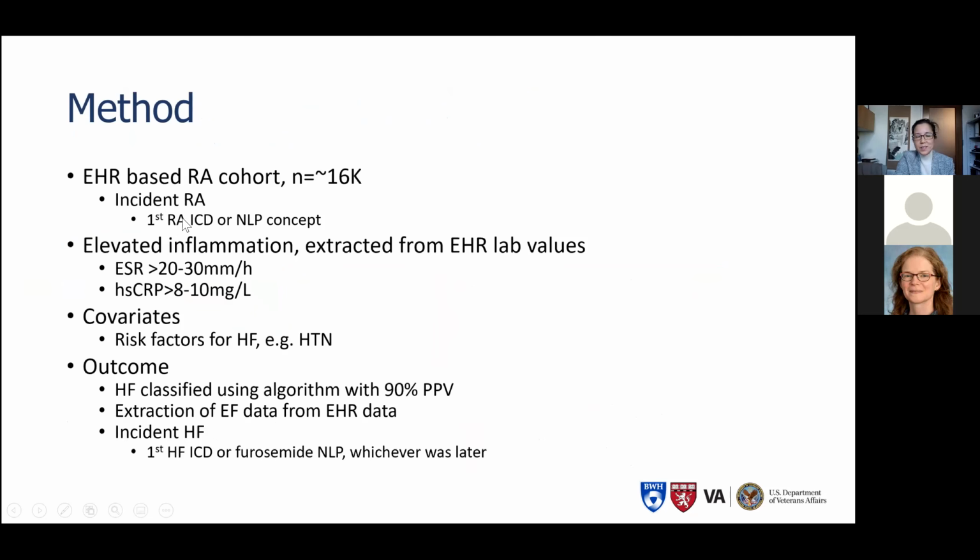In terms of incident RA, we used the first RA ICD or NLP concept. We extracted actual lab values from the EHR for ESR and CRP. We pulled out covariates, using ICD codes. And the outcome, as I mentioned, heart failure was classified using the algorithm with 90% PPV. We extracted EF data. And then we defined incident heart failure, again, using a rule-based process, where it turns out the first heart failure ICD or Lasix or furosemide NLP, whichever was later, turned out to be a pretty good proxy for incident heart failure.